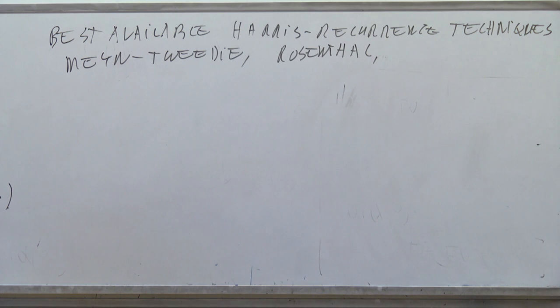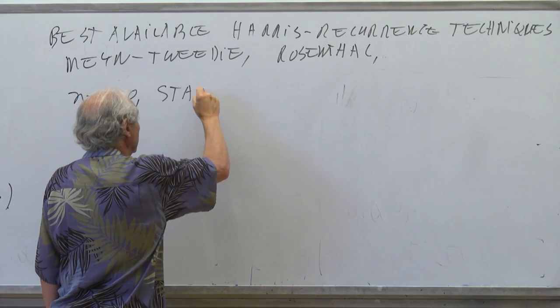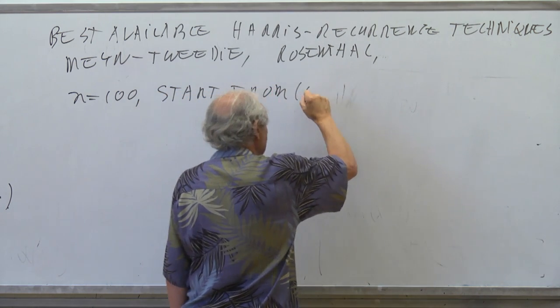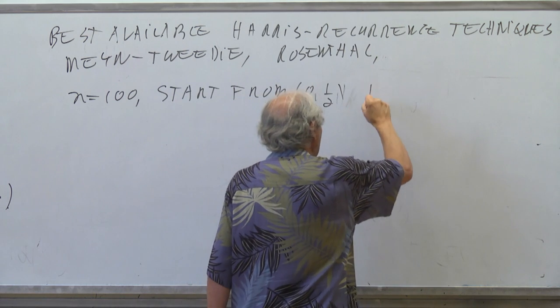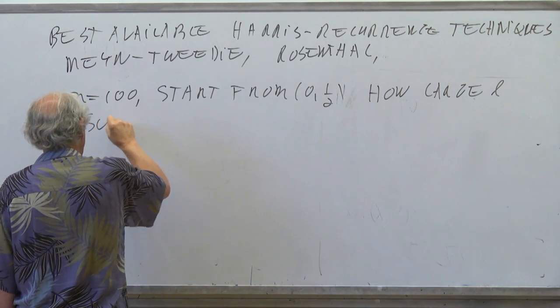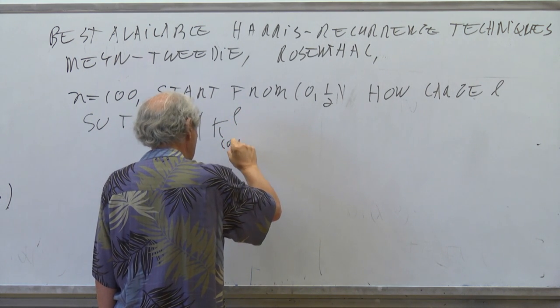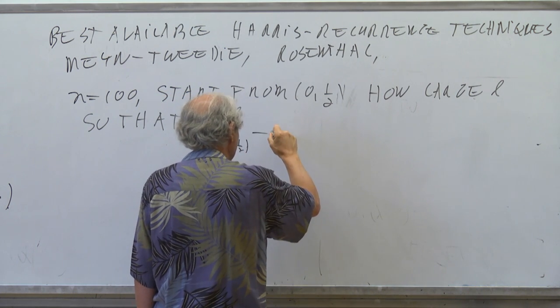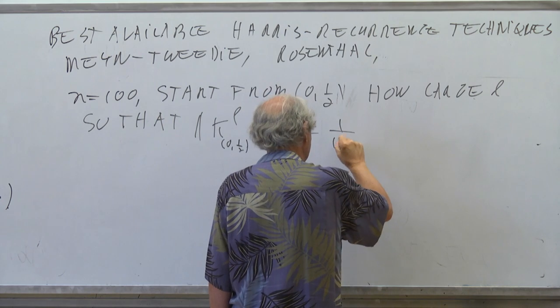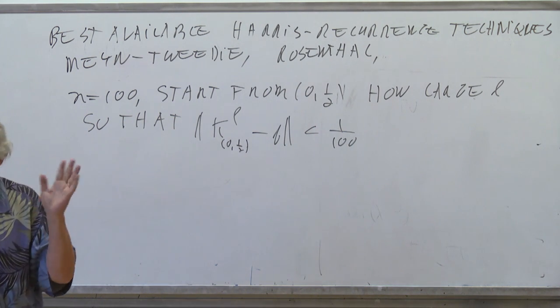Now this was the final project in a graduate course, and the students worked for 6 weeks pretty hard, and then they started teaming up with each other. The question I really asked them was, when n is 100, and you start from, say, 0, a half, some place in this space, how large must L be so that the KL distance between the chain started at 0, a half and the stationary distribution F is less than 1 over 100? That's just the question. Actually, tell me an L. Don't tell me big O, blah, blah. Tell me some L, okay?